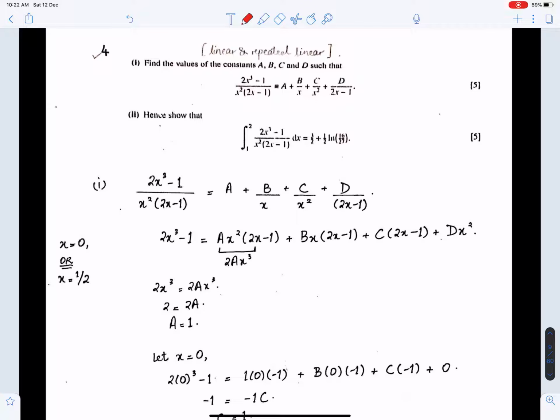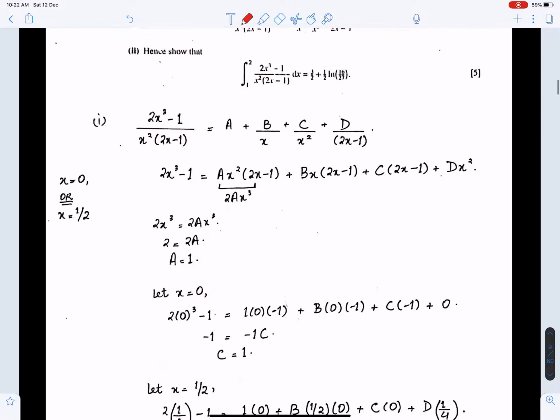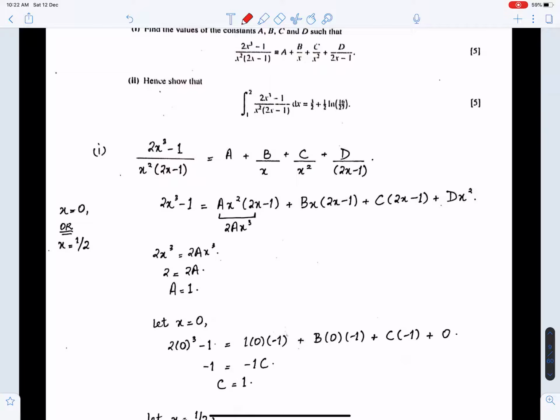So for part 1, we just need to multiply both sides with this denominator, to eliminate these fractions. So by multiplying both sides with this denominator, we will get this equation. Now get the values of x from these factors: from here x is 0, from here x is half.